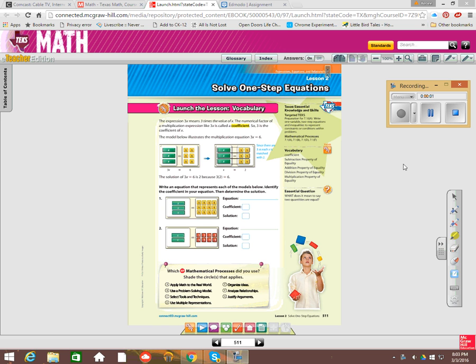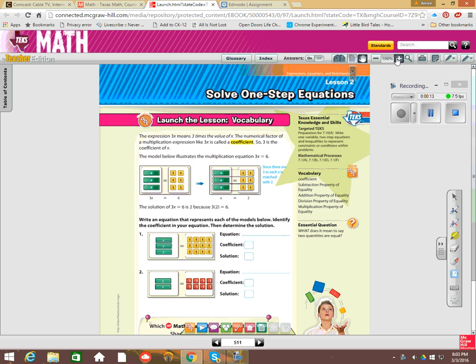Okay, today we will be starting solving one-step equations. One-step equations. Okay, I'm going to zoom in so you can see it a little better.